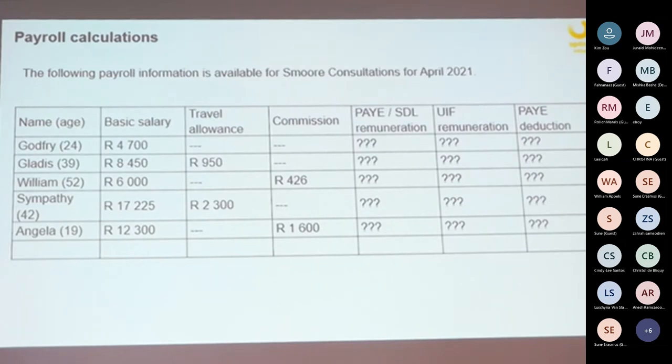The same or less? And if it's less, how much? Any other ideas? Okay, guys, I'm happy that you are talking about that, that you are saying that it is completely correct. Commission is not included in UIF remuneration. So UIF remuneration is 6,000 rand.